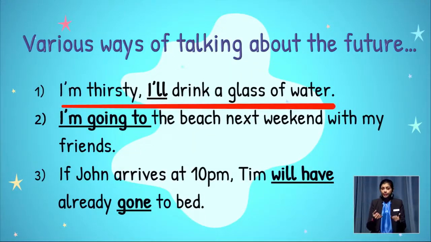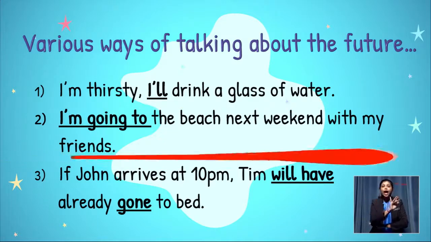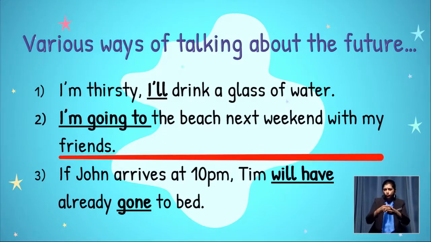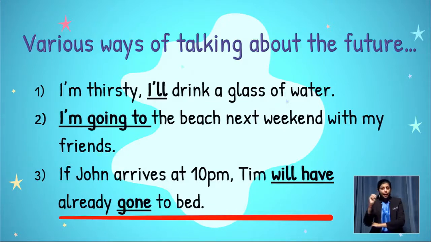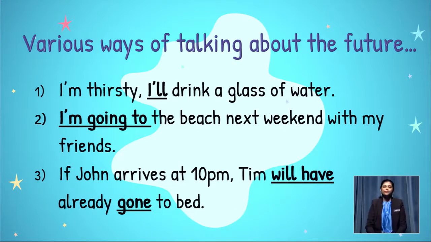I'm thirsty. I'll drink a glass of water. I'm going to the beach next weekend with my friends. If John arrives at 10 p.m., Tim will have already gone to bed. All of these examples are in the future tense, but as you can see, there are a few different ways that you can use to talk about the future.